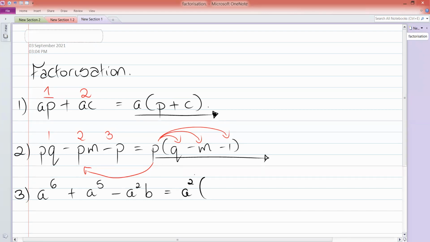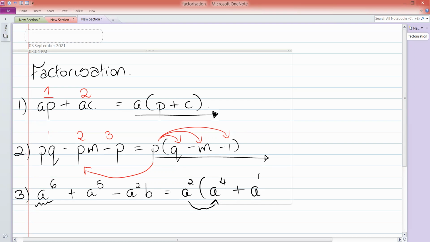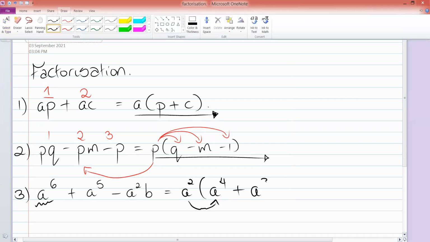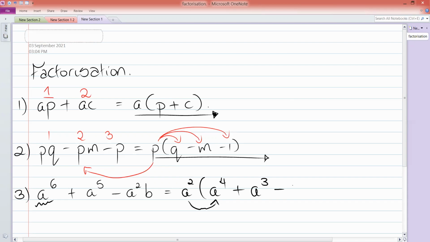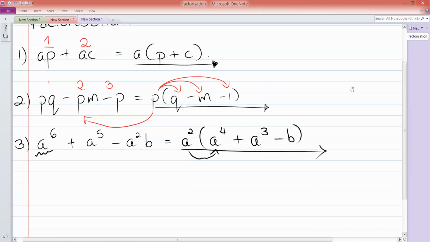Since I factor out a squared, what would I have to multiply a squared by to give me what we had originally, which was a to the power of 6? A to the power of 4. Well done. Then in the second term, that would be a to the power of 3. Well done. Awesome. And the last one, we're going to be left with B. Brilliant. Now, number 4.